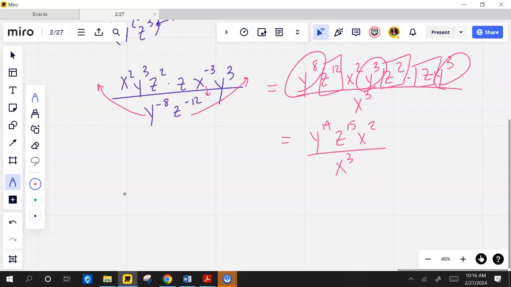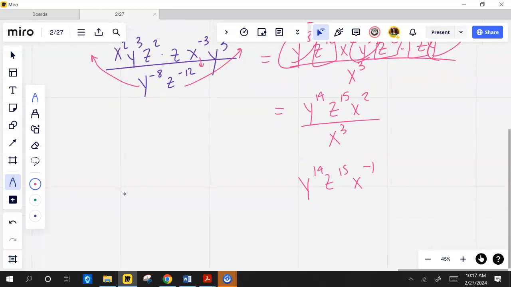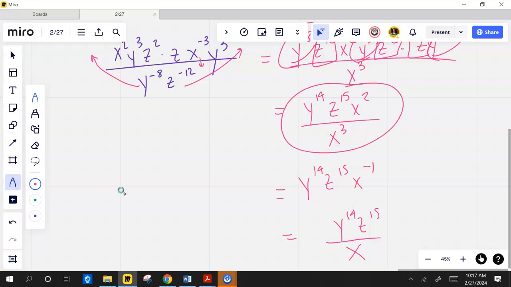Well, what's 2 minus 3? Negative 1. So if I get negative 1, then I have to move it down to the bottom. Now, you might be able to look at this and say, okay, I've got 2 x's up top and 3 in the bottom. That's going to leave me 1 in the bottom. And if you can, that's fine. If you need to subtract them, anytime you subtract them, it stays up top. And then you move it.